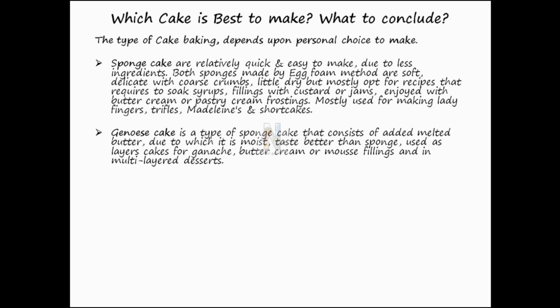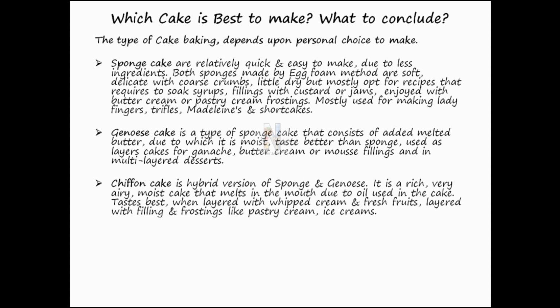Genoese cake is a type of sponge cake that has added melted butter, due to which it is moist and tastes better than sponge. It is used as a layer cake for ganache, buttercream or mousse fillings, and also used in multi-layered desserts.